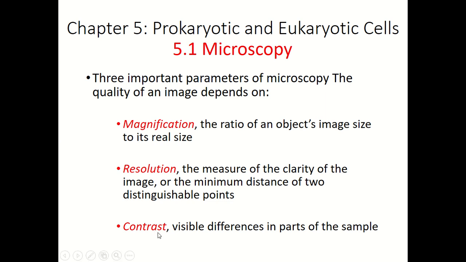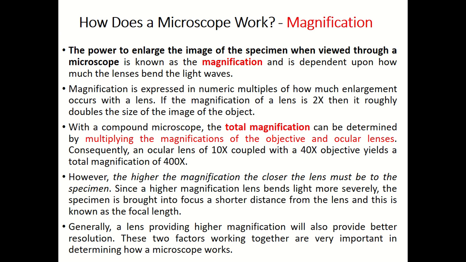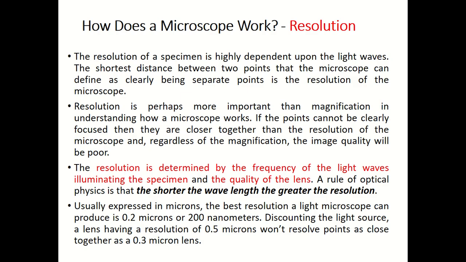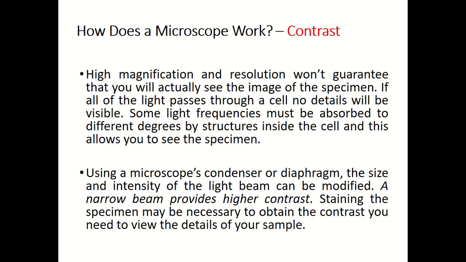And then the last important parameter is contrast. Contrast refers to the visible differences in parts of the sample. So kita boleh nampak the perbezaan in certain parts of the sample. Itu known as contrast. So how does a microscope work? Based on magnification, resolution, and contrast. This one you can read by yourself, and you can practice it during your experiment sessions.